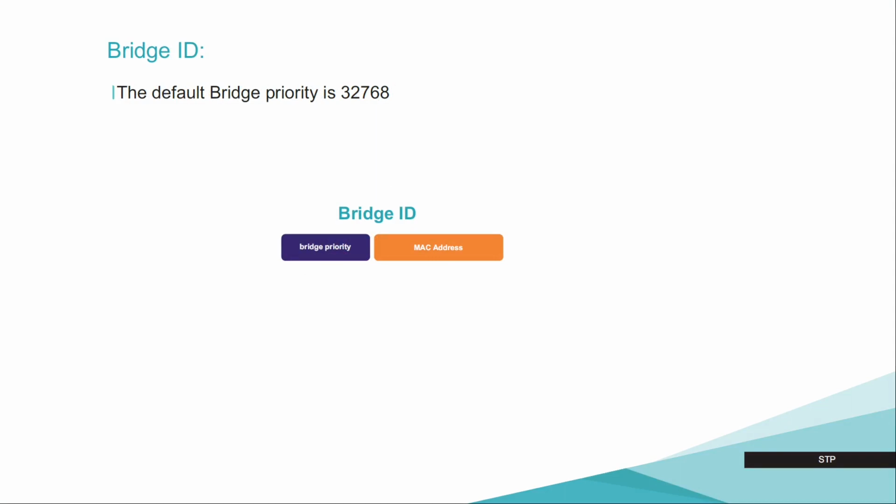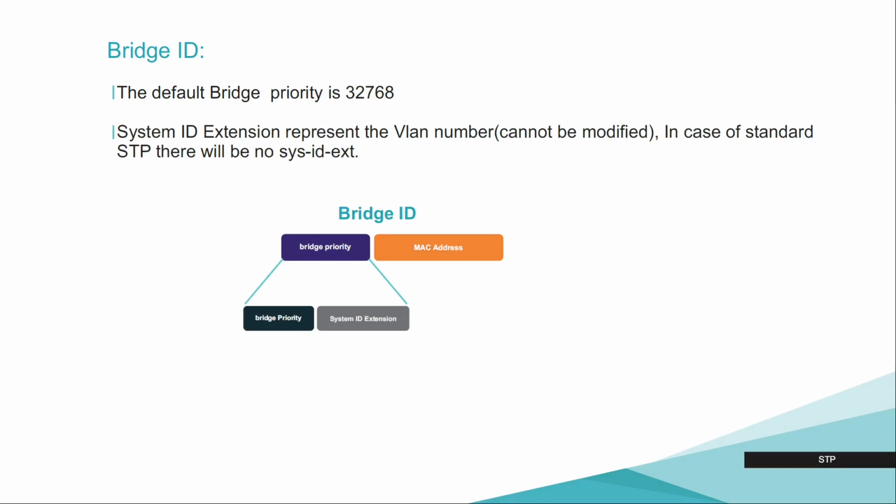It consists of the bridge priority, which is a value assigned by the STP protocol. By default, the bridge priority is 32,768. The second part of the bridge ID is the MAC address. For classic STP, the bridge priority is just the number 32,768. For Rapid Spanning Tree Protocol, the bridge priority consists of the bridge priority, which is 32,768, plus the system ID extension.